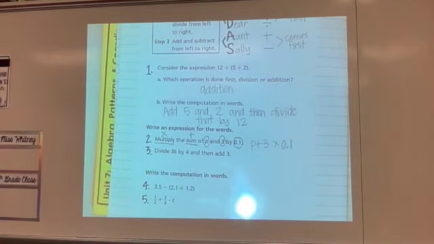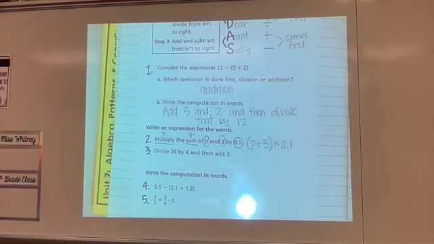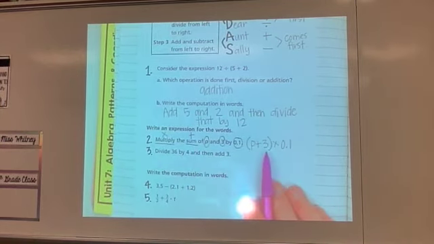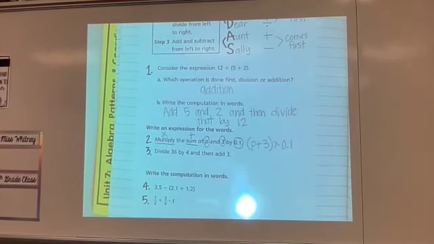Now, they need to do the addition part first. So I'm going to go back and put parentheses around P plus 3 because they have to do that part first. Multiply the sum of P plus 3 times 0.1. All right, let's try one more.